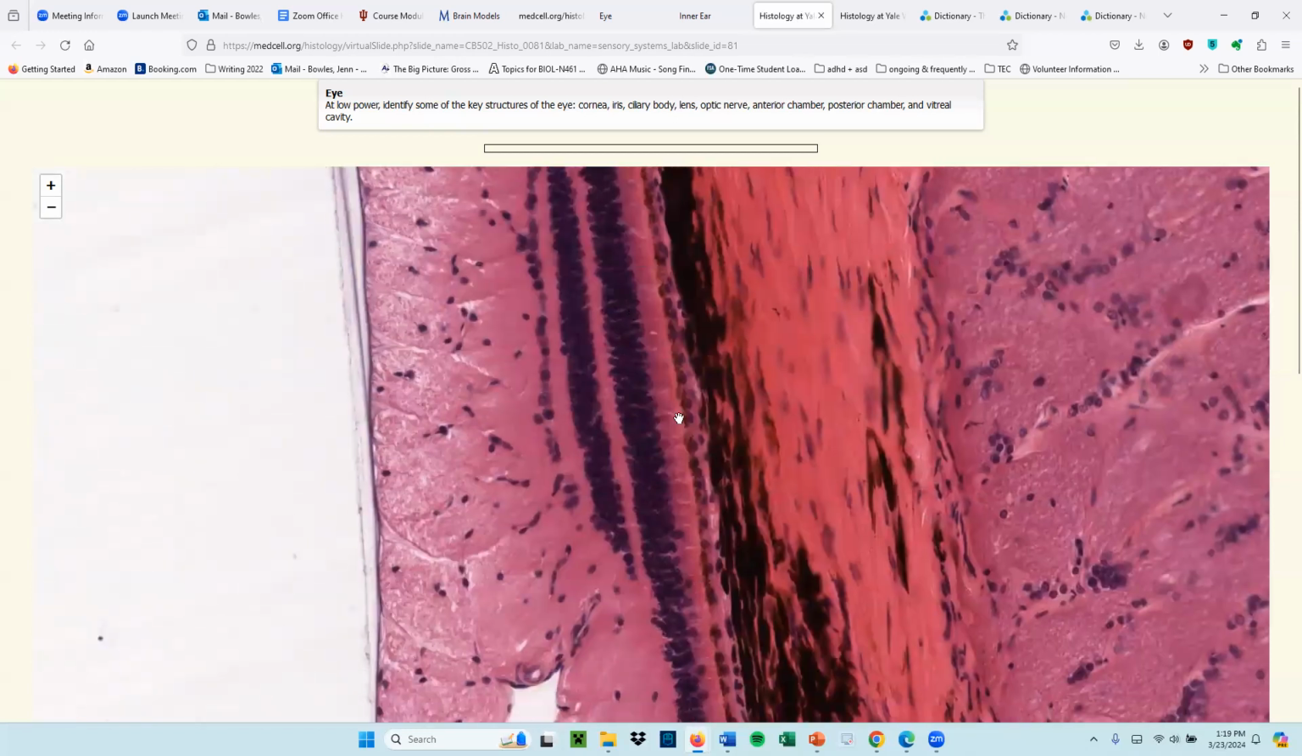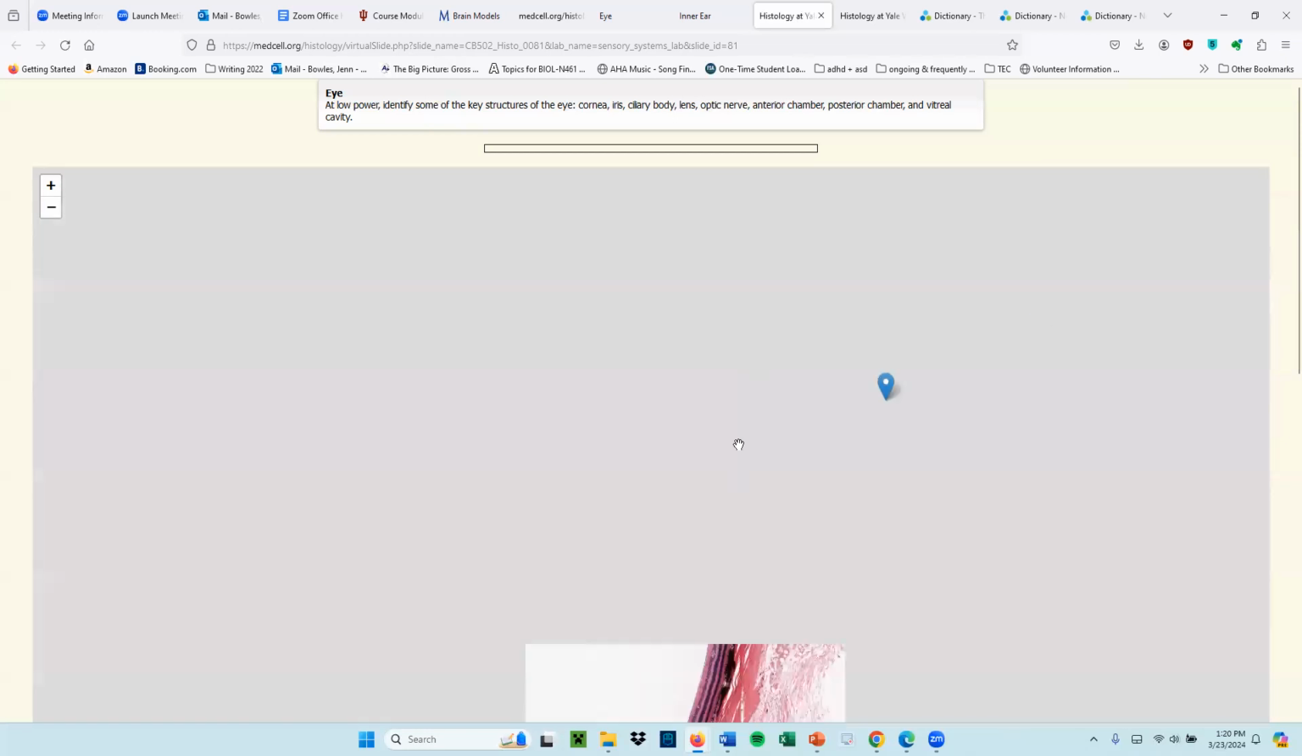So if we get really close here, maybe at 40x magnification, we still have the stripy layer of the retina, but now we start to see the photoreceptive layer here, which is that layer very close to the choroid, but this is where we find those rods and cones. So know your retina, know your photoreceptive layer and your choroid, all that good stuff, and you'll be good to go.